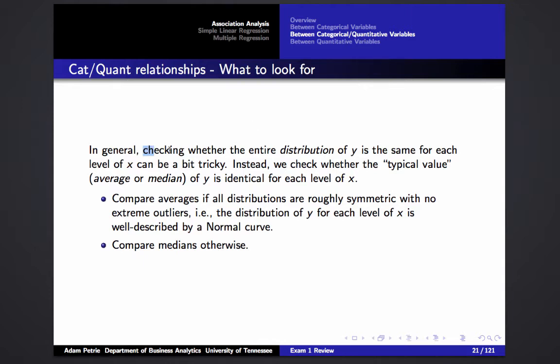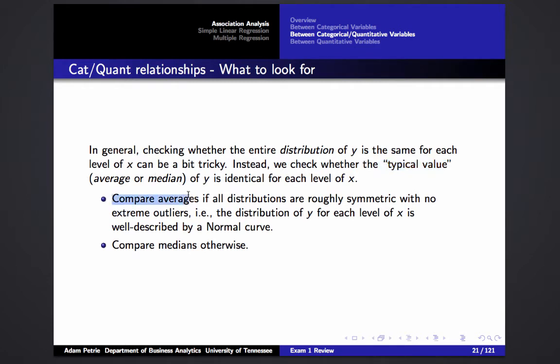So what we do is, instead of actually checking to see whether or not the entire distribution of y values is the same for each level of x, that's actually tricky, all we do is focus in on the typical value of y for each level, either the average or the median. So how do we determine which one we're comparing?